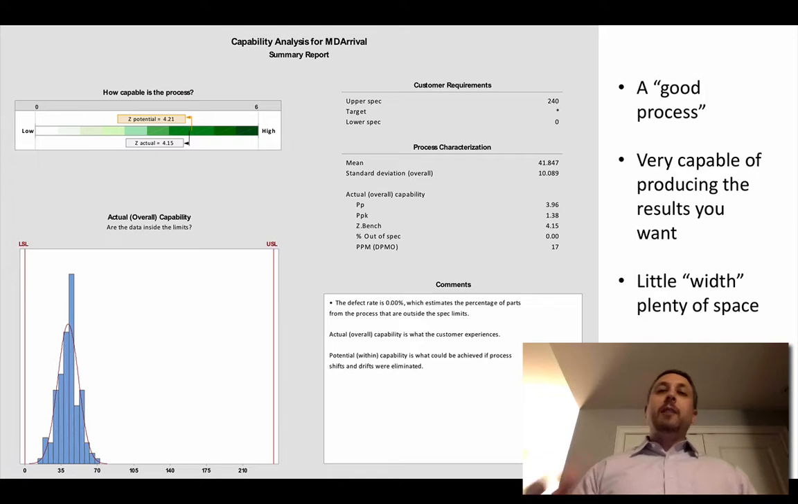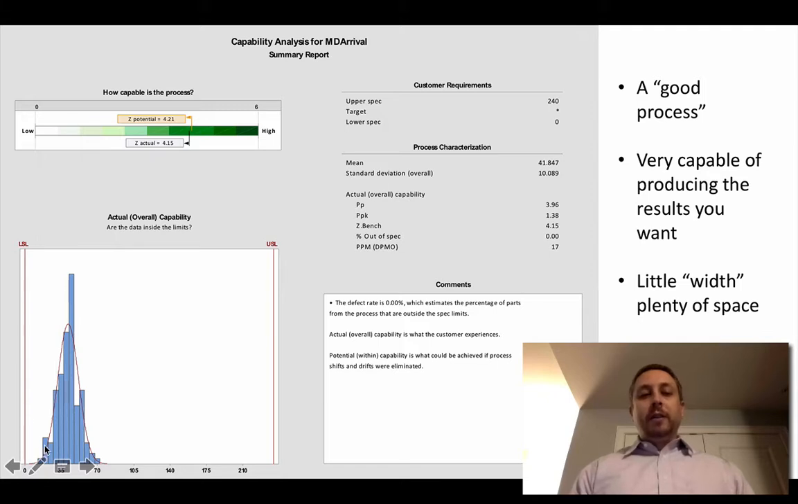First, let's talk about how a good system looks. And here, in particular, we focused on the time from arrival of a patient in the emergency department until they're seen by a provider. And what we've done here on the left is we've made a histogram.